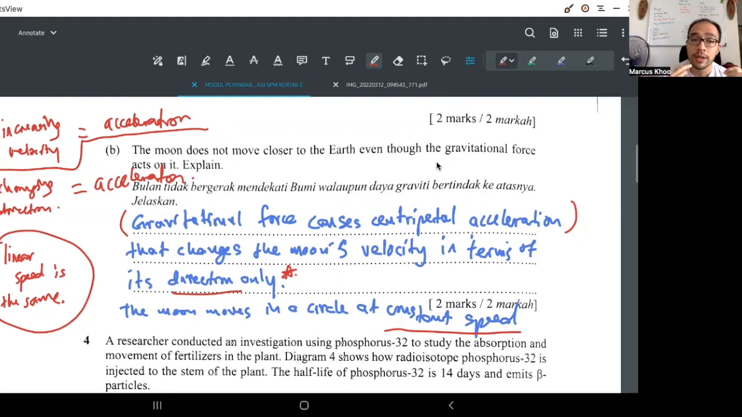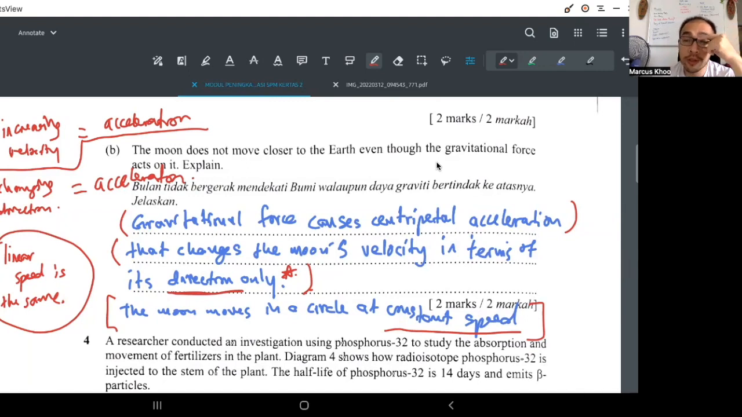Okay, so gravitational force causes centripetal acceleration, first point. It changes the moon's velocity in terms of the direction only, second point. Okay, the third point is optional lah. Kalau tidak mau tulis pun tidak apa. The moon moves in a circle with a constant speed. Because once you write the direction sahaja yang berubah, we understand now that the speed is constant.